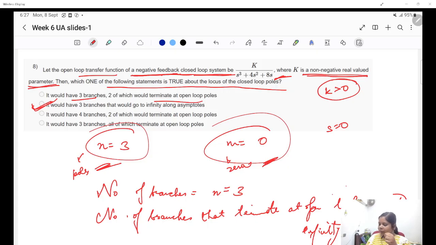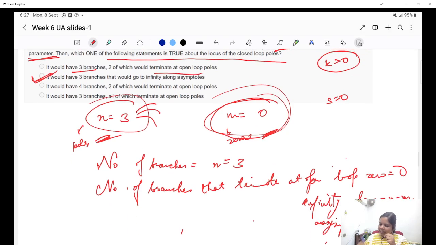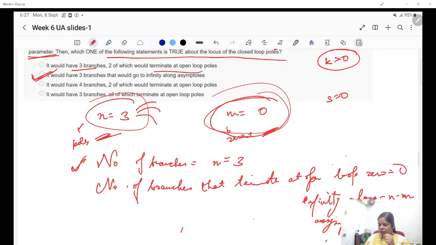But they won't terminate at zeros. They would emerge from the 3 poles and would go to zeros, but since we do not have any zero here, they would go along the asymptotes to infinity, right? So in this case the number of branches is 3, given by n, the number of poles, and the number of branches that terminate at open loop zeros is 0. That means the number of asymptotes would be given by n minus m, which is 3.